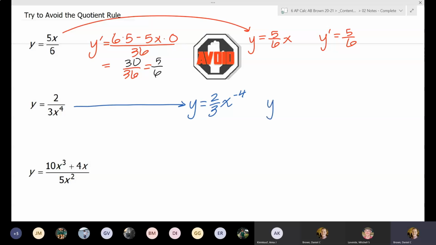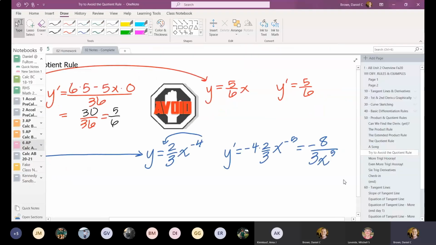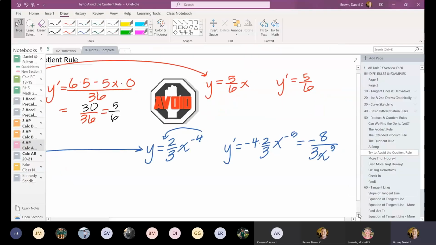So like in that derivative, the -4 comes down in front, times 2/3 x, make sure you subtract 1, -5. So we have a derivative of -8/3 over x to the 5th. Again, you could do the quotient rule, but if you can avoid it, then it definitely makes your life a lot easier. Particularly if you're looking at this last example that I have on this page.